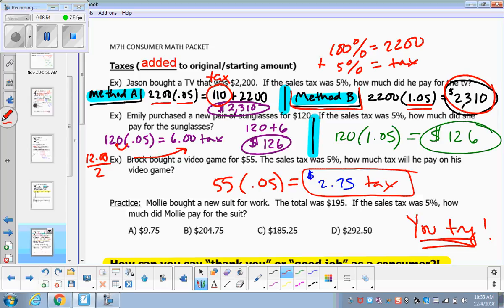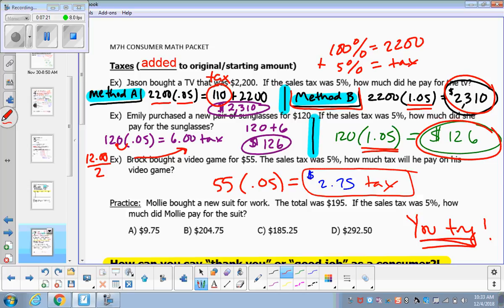You can take the $6 and add it and find out that the sunglasses would cost $126. A more efficient method would be to realize that you have to pay 100% for the sunglasses plus 5% for tax. So you're paying 105%. And if you go ahead and multiply 120 by 1.05, that tells you the total price with tax included.